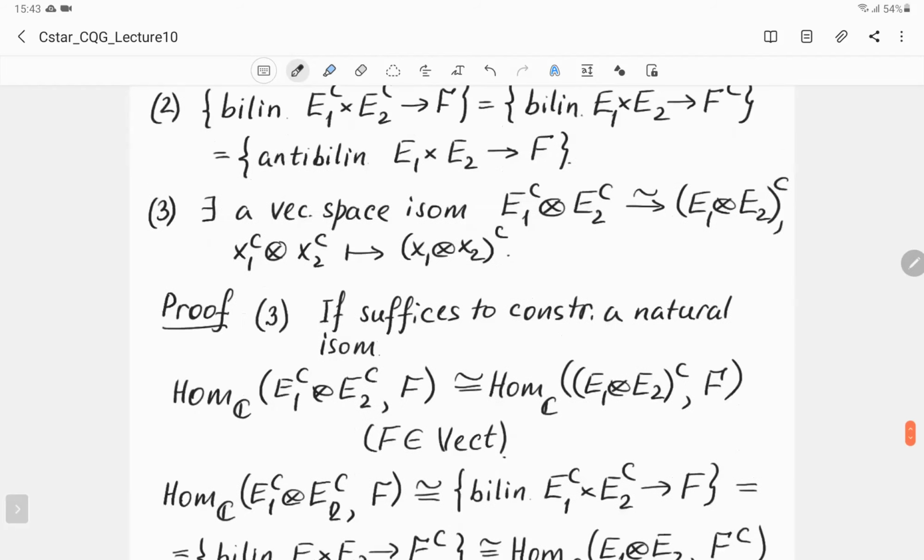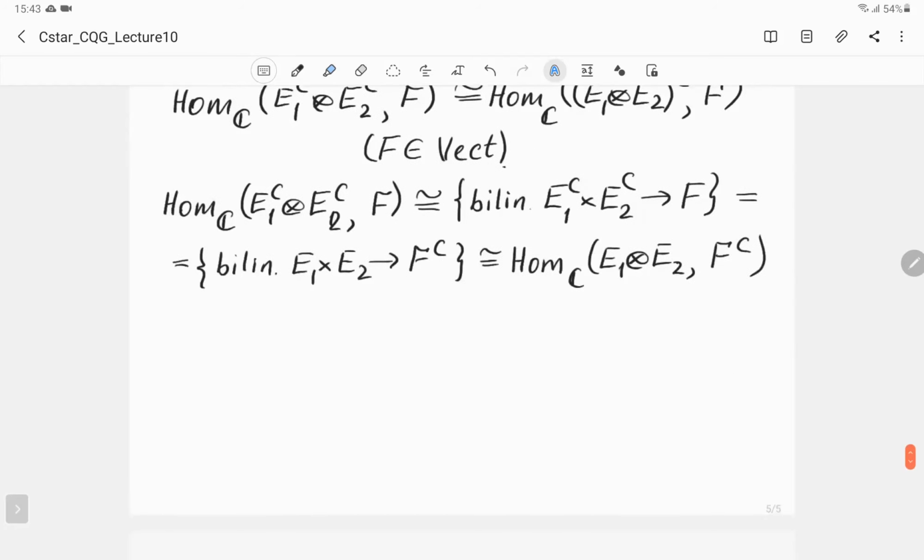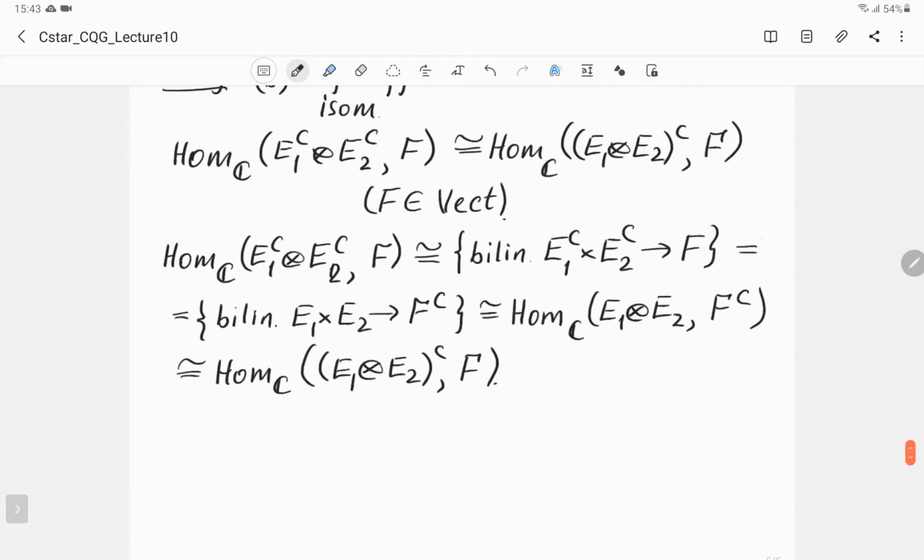And finally, we use the first part of our proposition, namely this identification, and we conclude that this is the space of linear operators from the complex conjugate of the tensor product to F. And this is exactly what we wanted to construct. So we get this natural isomorphism.